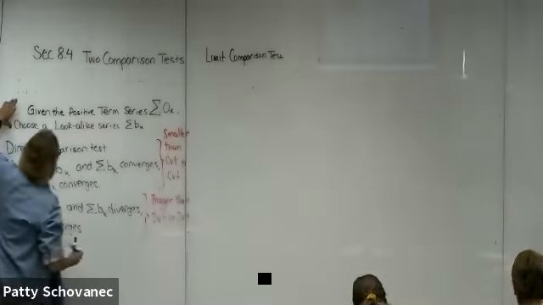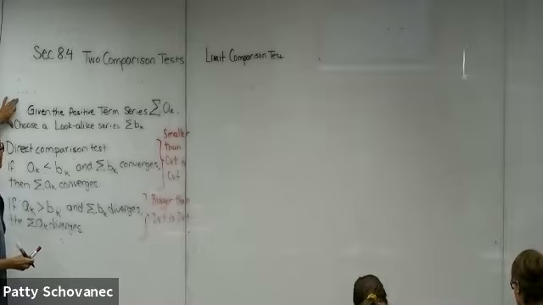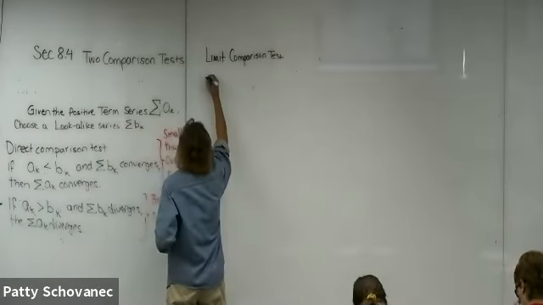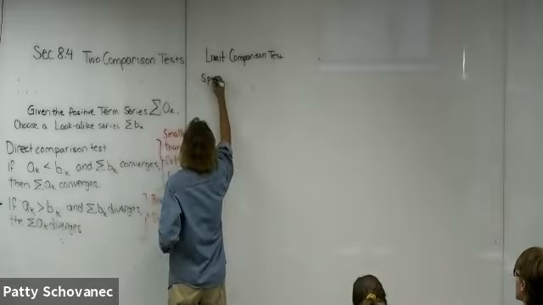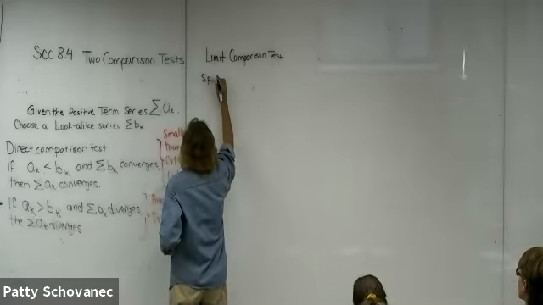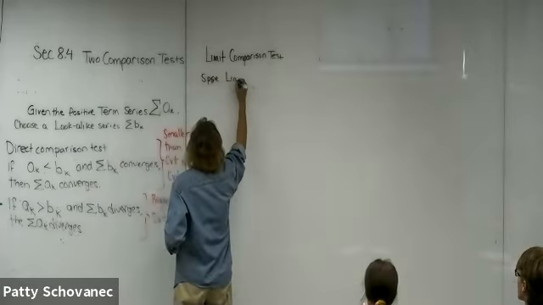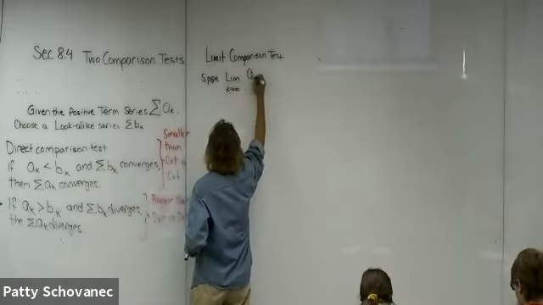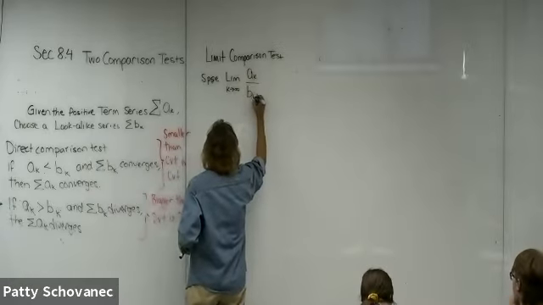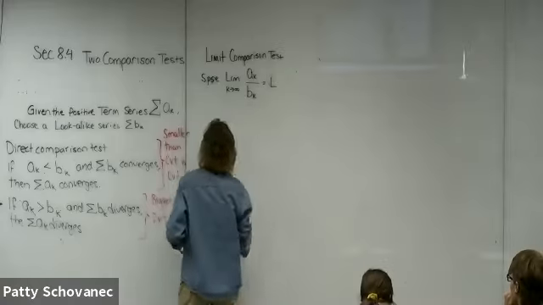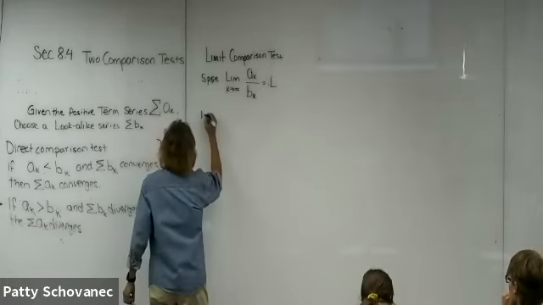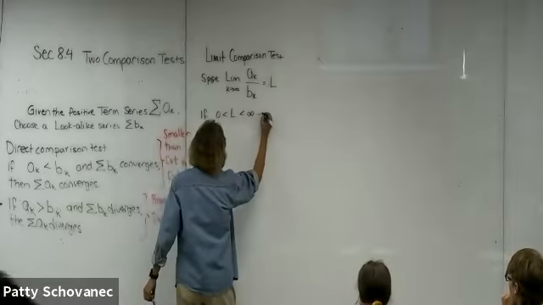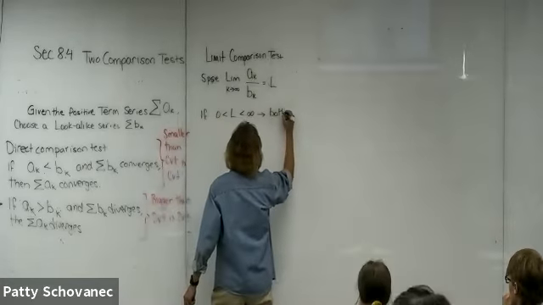So again, the same way, for our positive term series, we throw away the insignificant terms and we just form the limit. Suppose the limit as k goes to infinity of the positive term series that we're testing divided by the lookalike series gives us a number L. If L is a positive finite number, then both series do the same thing.